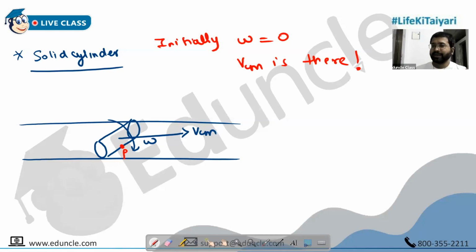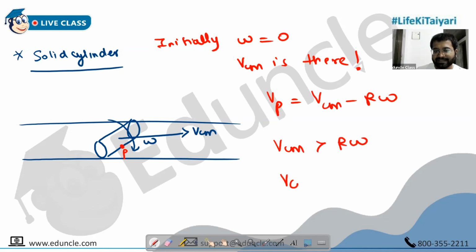So automatically what happens, people? Obviously it becomes forward. Why? Because Vp is VCM minus R omega, and VCM is greater than R omega, because omega is 0. So VCM is greater than 0. Since VCM is greater than R omega, you can simply say it is a forward slipping case.